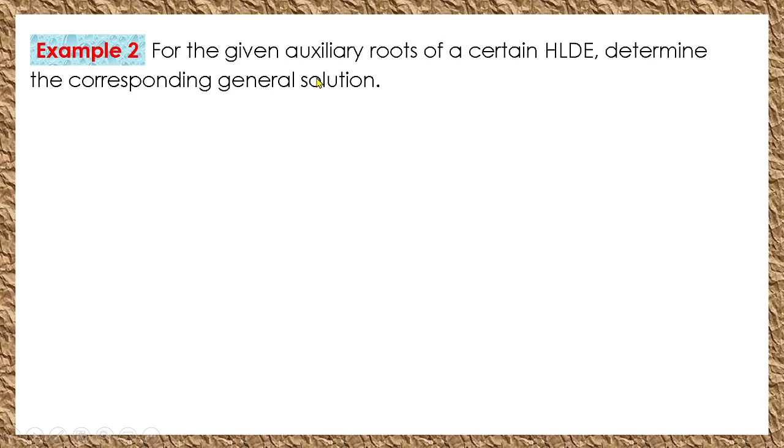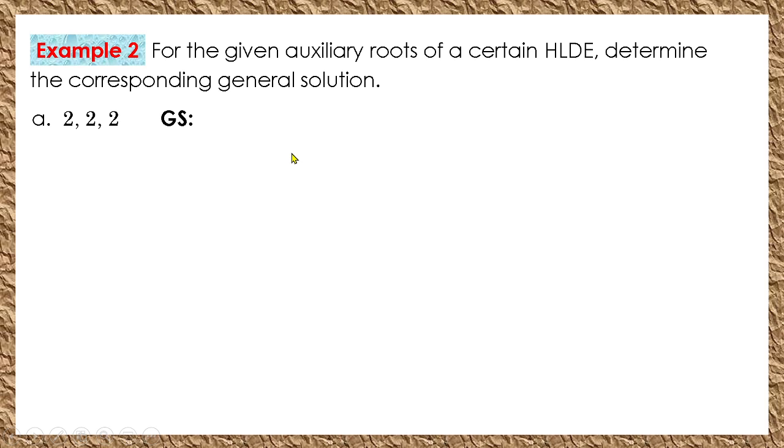So let us have an example. For the given auxiliary roots of a certain homogeneous LDE, determine the corresponding general solution. So let's say I have a root 2 but repeated 3 times. So meaning I obtained this from a cubic equation whose roots are just the same, for the 3 roots. So repeated 3 times, you get 2, 2, 2. So what is the general solution, guys?